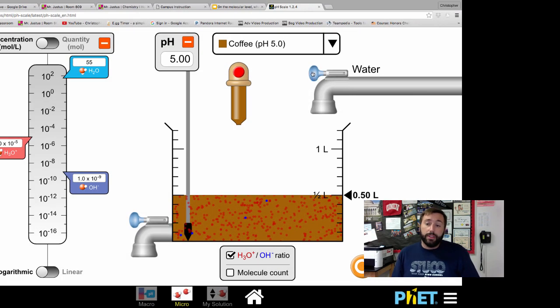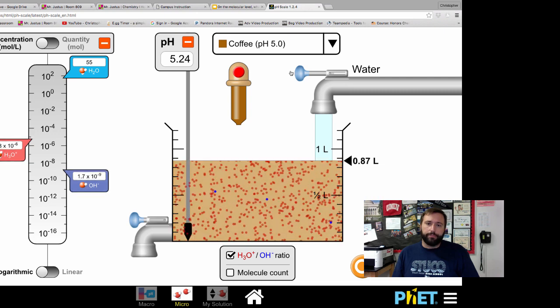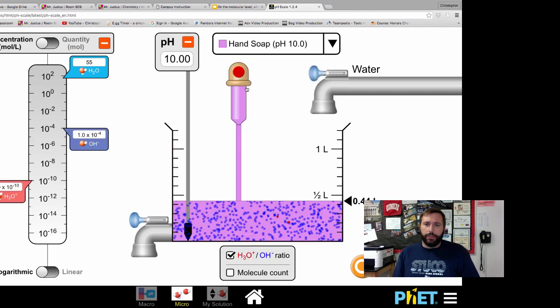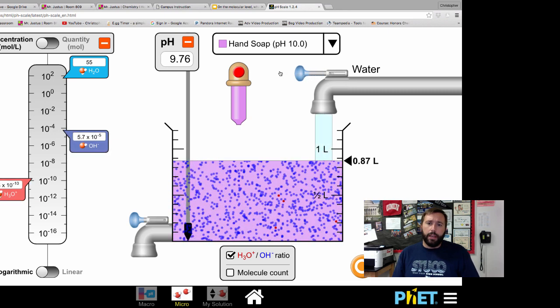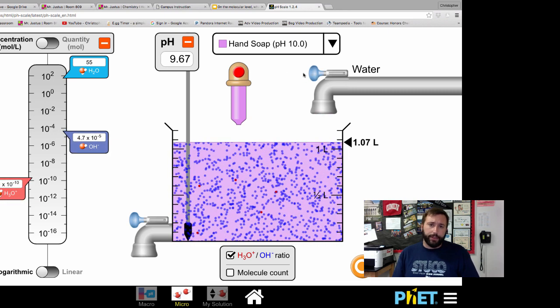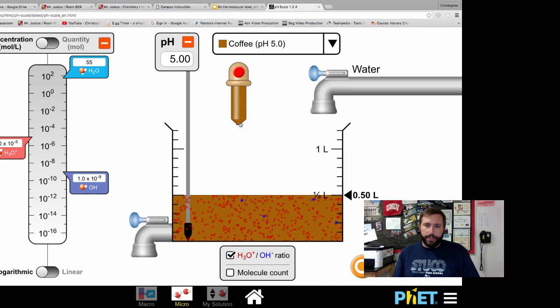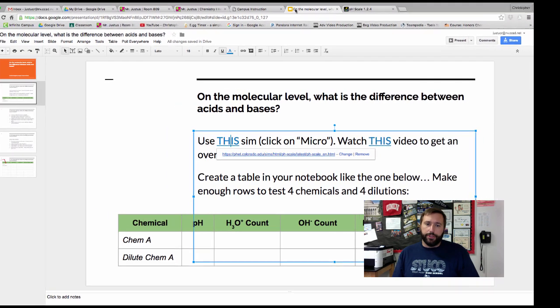You can dilute this solution by adding more water. And note that the pH increases when you do that, when we're diluting an acid. When we dilute a base, note how the pH decreases towards 7. Okay, so let's go back to coffee. What I want to do is show you how to do these procedures.